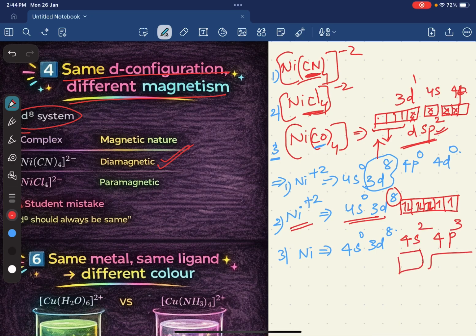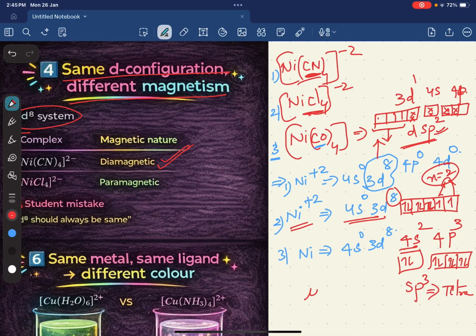So together how many electrons are there? 8 electrons are there. It will be with 4s, 1 s orbital, 3 p orbitals, sp3 hybridization and tetrahedral shape. Hope it is clear. And does it have any unpaired electrons? Sorry, yes, there are unpaired electrons here, so the n value will be 2.